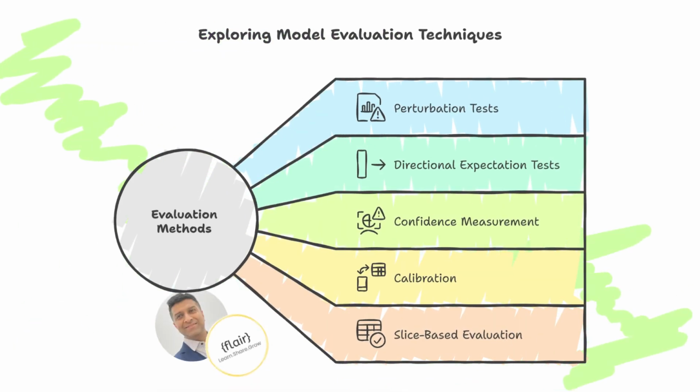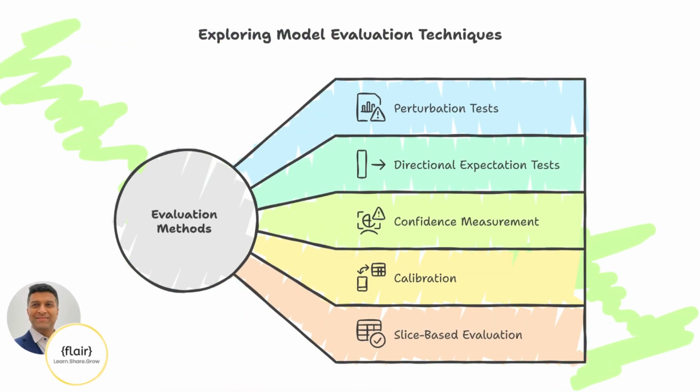There are several ways to evaluate your model beyond just looking at accuracy. Let's look at a few. Perturbation tests. This tests how your model performs on noisy data to ensure robustness. Directional expectation tests. You want to make sure that when the inputs change, the model's outputs change in the expected direction. For example, if you're predicting house prices, a larger house should have a higher predicted price. Confidence measurement. This is about understanding when your model is unsure. Knowing when the model lacks confidence is crucial for trustworthiness.